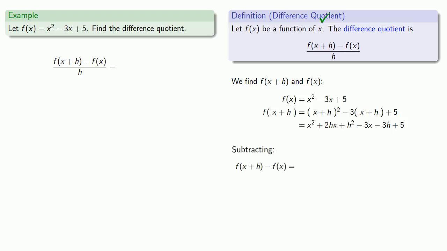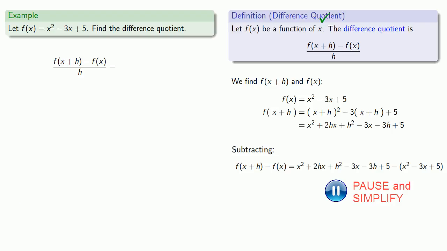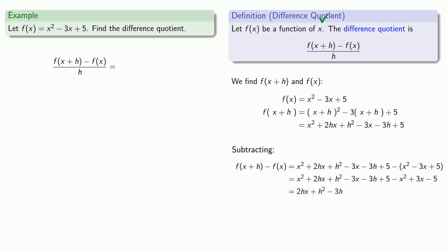Equals means replaceable, so let's replace f of x plus h and f of x. And don't forget to use parentheses around our subtrahend. And let's clean up some of the algebra. And we end up with this expression. Again, equals means replaceable, so this is f of x plus h minus f of x.